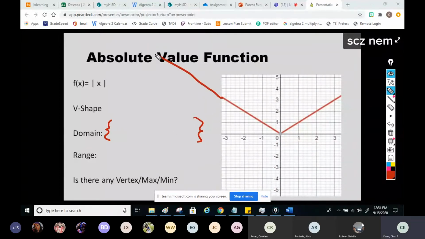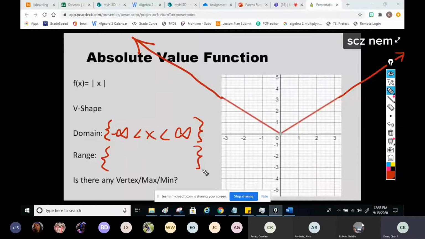So if it goes on forever to the upper left, and then forever to the upper right, your furthest left is going to be negative infinity less than x less than positive infinity. And then the range, how high and how low is it going to go? It will go as low as this point right here. So this is a solid line, okay? Solid line, it's not an open circle. It will go as low as this. This is the lowest point.